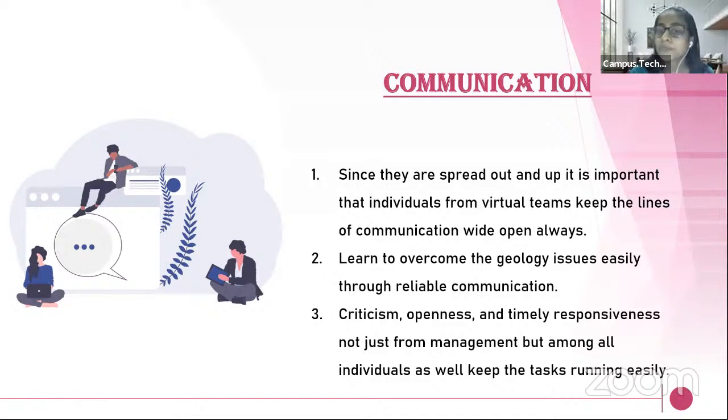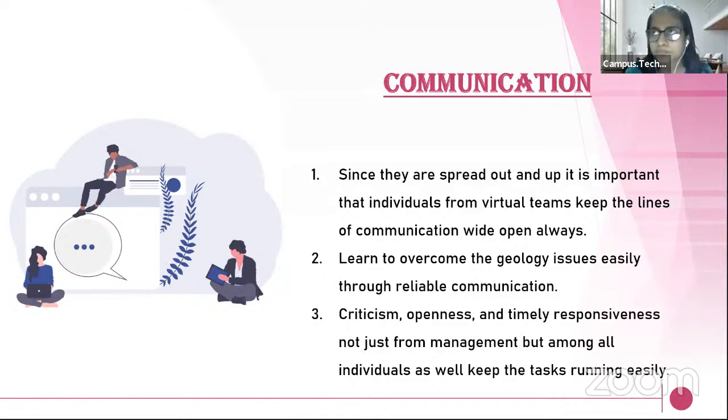Learn to overcome the geography issue easily through reliable communication, that is, openness and timely responsiveness, not just from management, but among the individuals as well. Keep the task running. Now we are working virtually, so it should be very clear to each and every employee that even if you are working virtually, you have to be available during official business hours. Let's say the official hour starts from 9 and ends at 7. So from 9 to 7, you need to answer all the calls on a timely basis.